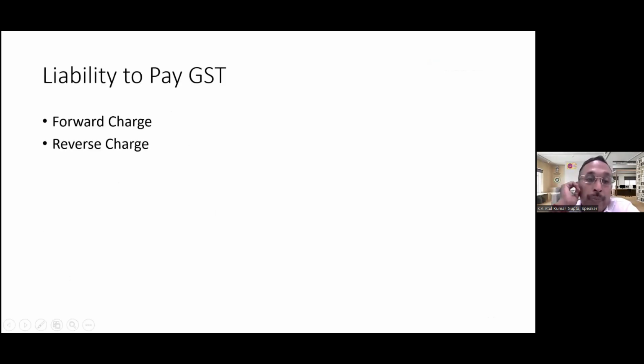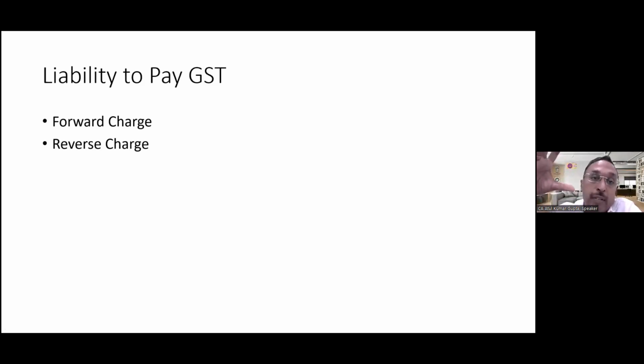My dear friend, as you are aware, when we are discussing GST, we are discussing who will pay the tax. So there are two mechanisms to understand who will pay the tax. One is forward charge, another is reverse charge. Forward charge means the supplier will charge and collect the tax and pay it to the government, whereas in the case of a reverse charge, it is the buyer who is supposed to pay the tax to the government exchequer rather than paying to the supplier. So, my dear friend, this is called the reverse charge mechanism.